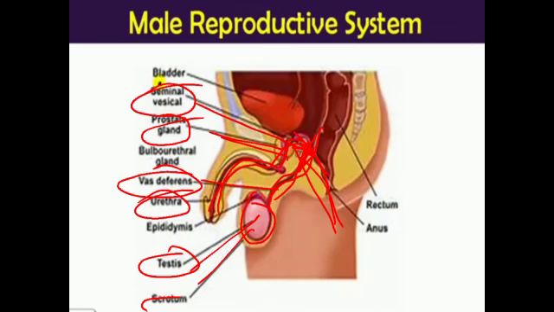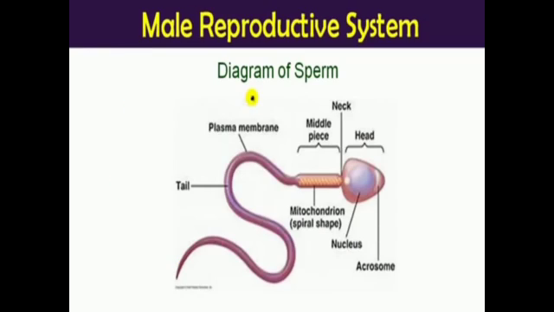The sperms are tiny bodies that consist of mainly genetic material and a long tail. The long tail helps them to move towards the female germ cell. Here this is the diagram of the sperm. It consists of the head, neck, middle piece and tail. The head consists of the nucleus and acrosome. Then it is the neck part. The middle piece consists of spiral-shaped mitochondria, and the tail consists of plasma membrane. This tail helps the sperm move towards the female germ cells.